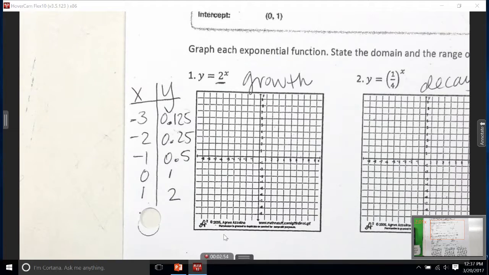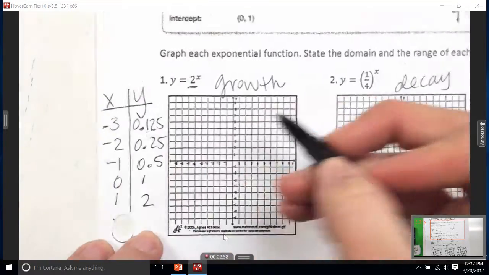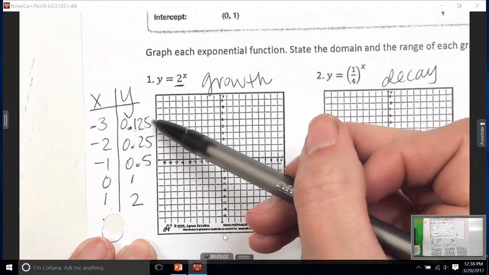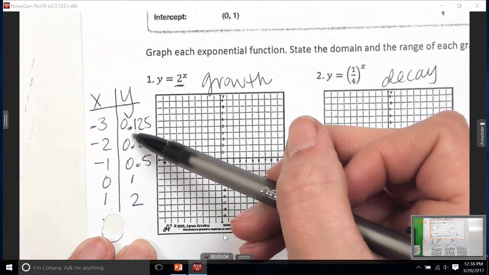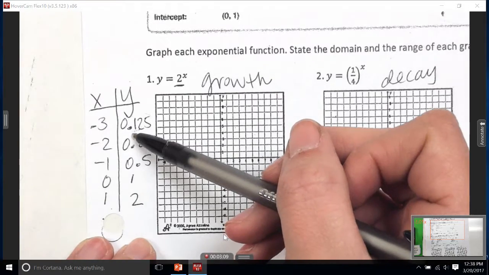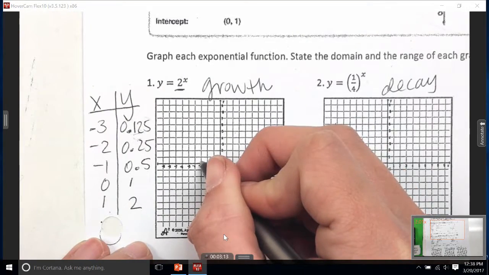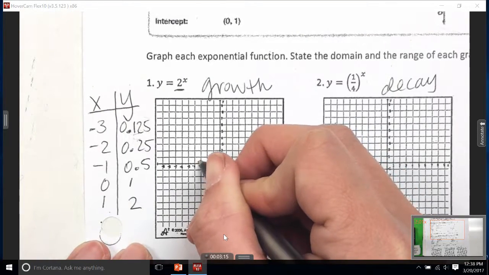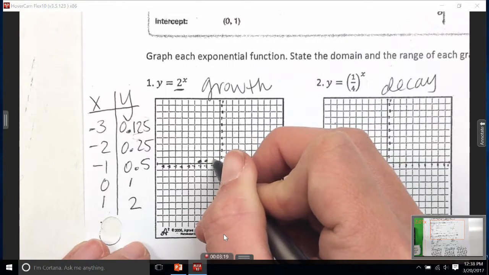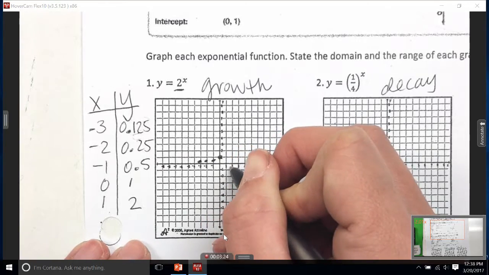Alright, so let's go ahead and graph it. So -3, first of all, I know this might sound silly, but some people have questions. What is this value in between? 0.125. 0 and 1, right? And is it closer to 0 or closer to 1? Good. Okay. So -3, just a little bit above 0. -2, a little bit more above 0. -1, halfway between 0 and 1. 0, 1, 1, 2.